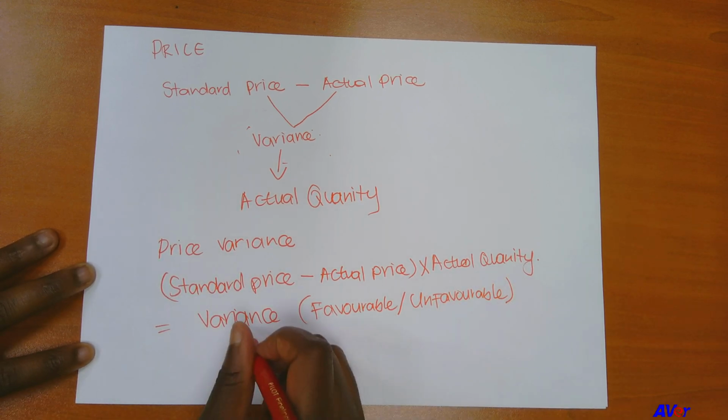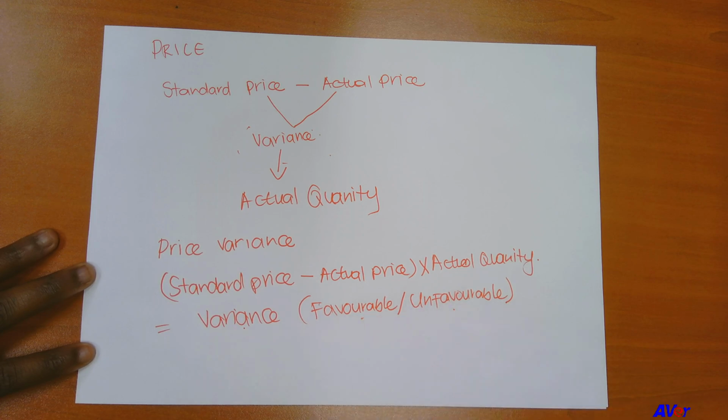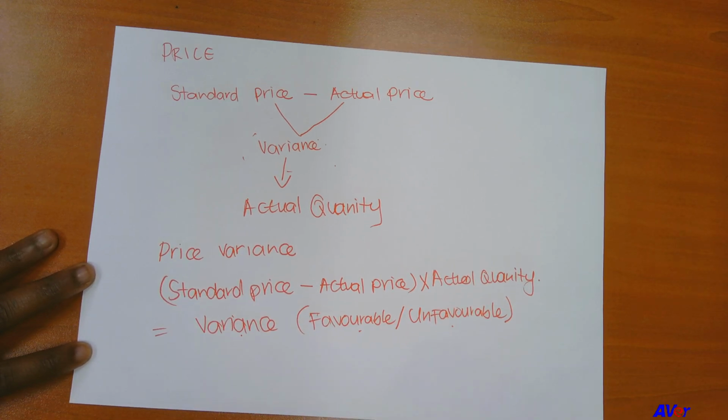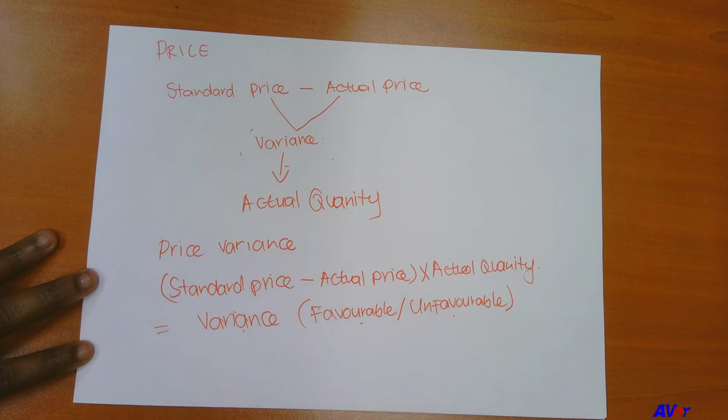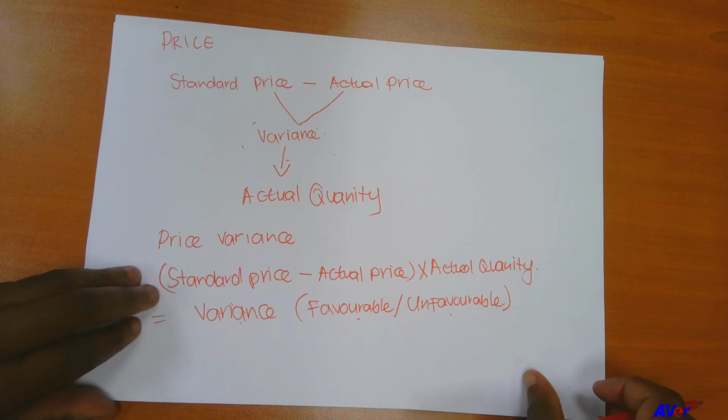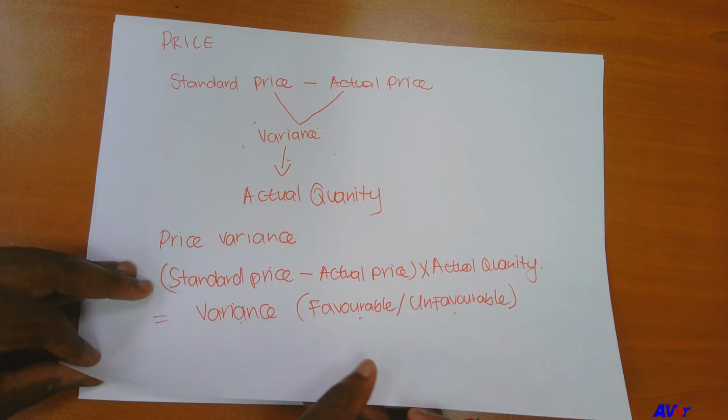Remember, it's not a variance if it's not favorable or unfavorable. You've just given me a number. You haven't given me a number that I can use to make decisions. Great. Now we'll look at the volume.